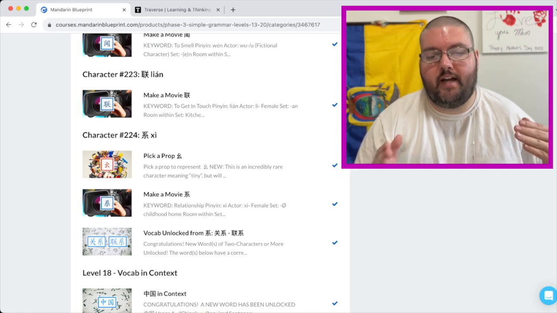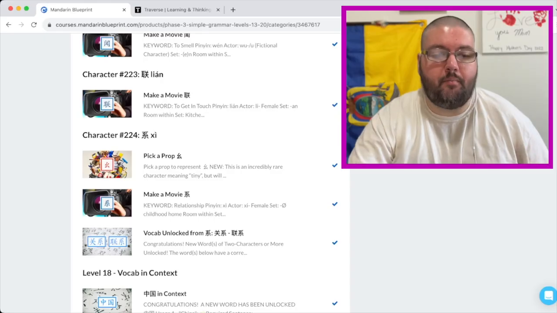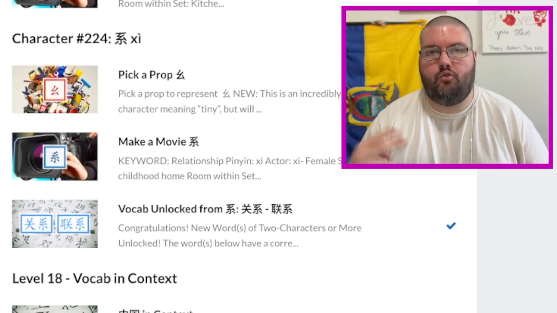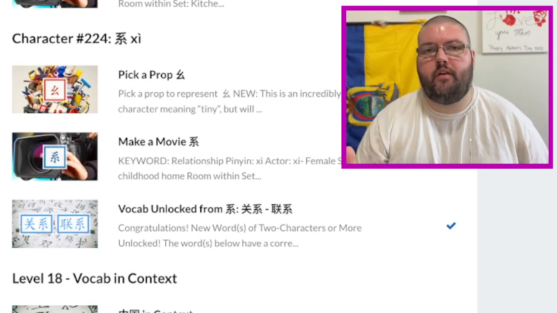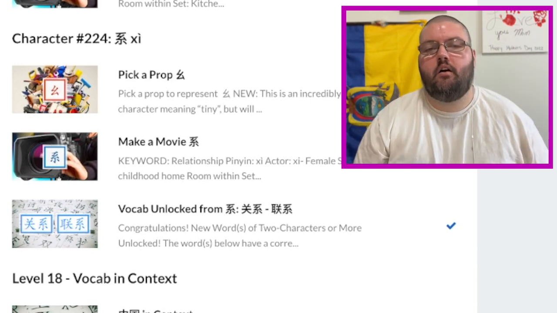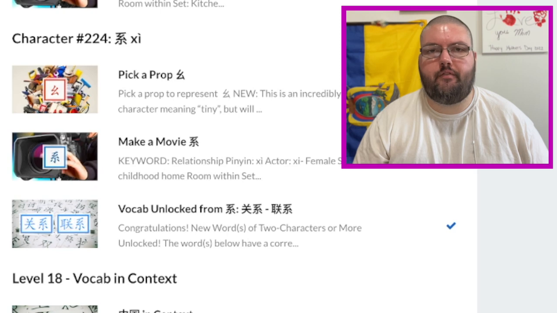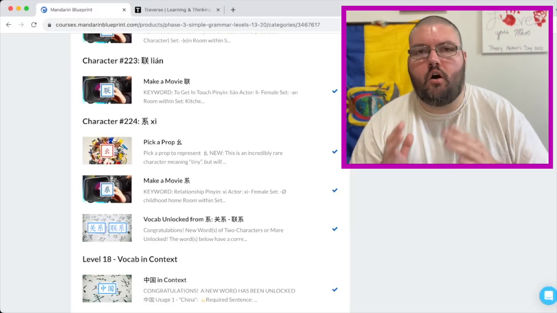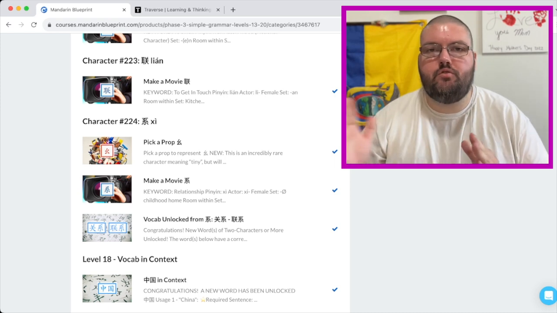And if you take into account that I can read and write 224 characters, not to mention the amount of words from those characters that I can learn, like for example, character 224, from that character I learned two additional words. So it's much more than 224 in regards to how many characters and words I know, because it's always combining, it's always building on each other.